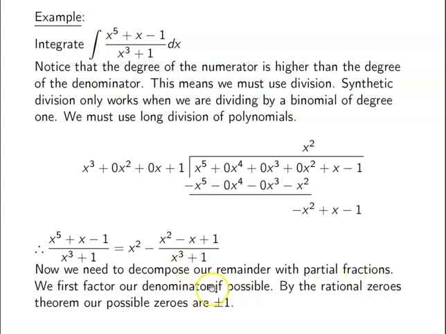If you're not familiar with the rational zeros theorem, again, go to my pre-calculus section on polynomials, or go into the calculus 1 review stuff that I have for polynomials and rational functions. All of this stuff is in there as well. So the possible zeros are plus or minus 1, by the rational zeros theorem. We're going to go ahead and use synthetic division here to factor this out.